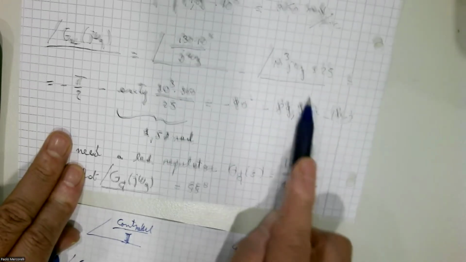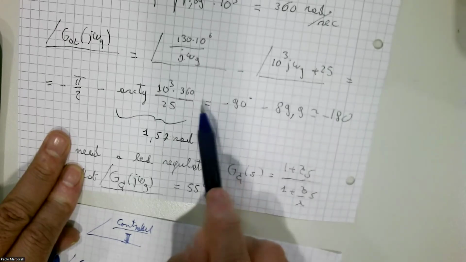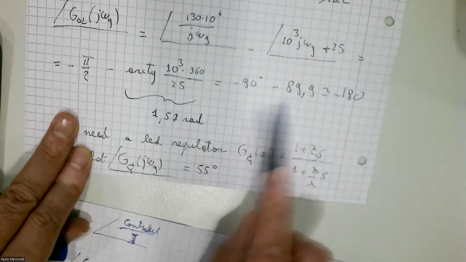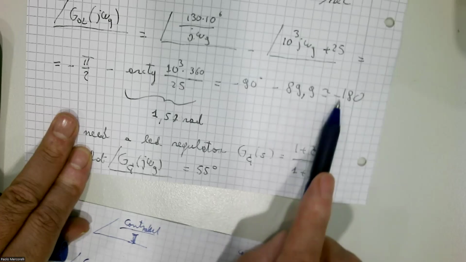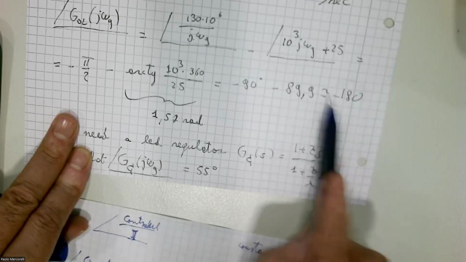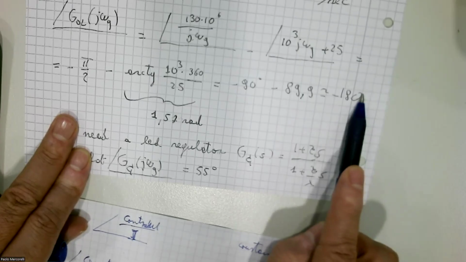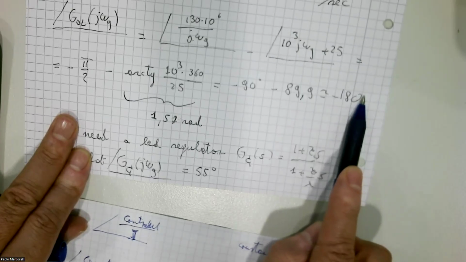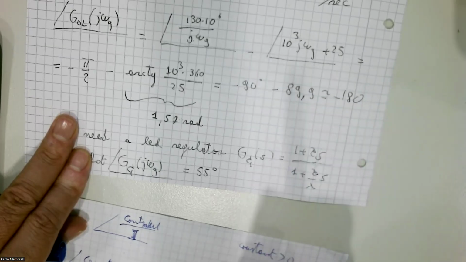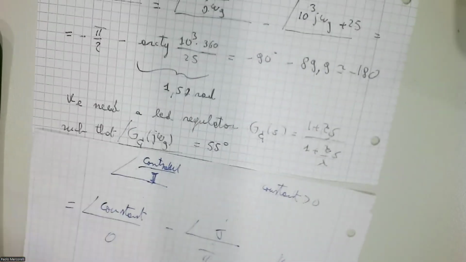And then you can transfer directly from radians to degrees. And we have more or less minus 180. This means we don't have margins, a very critical situation we have. The reason is that ki is probably too large, but we don't change ki now. We don't change ki now. What about the regulator?